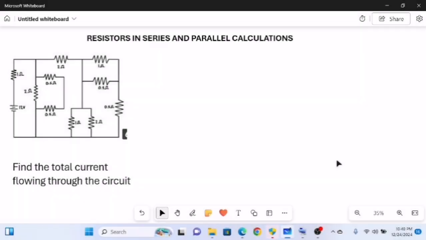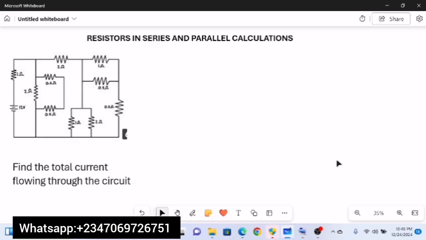Welcome to this video on resistors in series and parallel calculations. Now let's consider this question given. It says find the total current flowing through the circuit. Alright, so we have a circuit network here of resistors both in series and in parallel, and then we have a 12-volt power supply on the circuit. So the question is asking us to find the current flowing through the circuit.